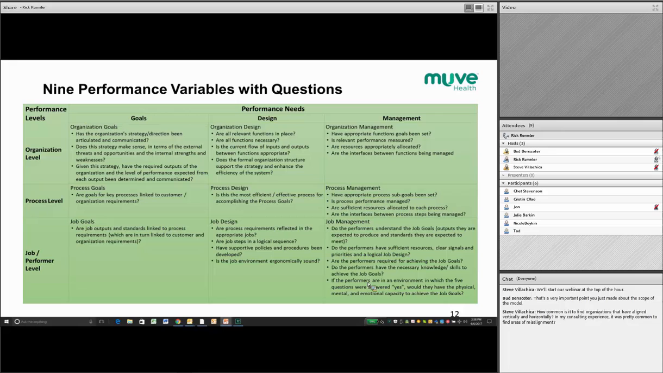So questions at all about the nine performance variables and models and frameworks? I'll pause here and test for questions, and then I'll run you through a couple scenarios for how we've actually used this.